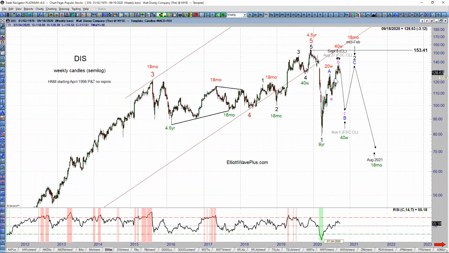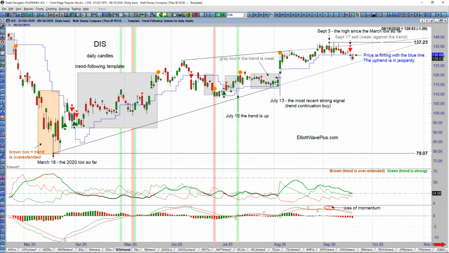Disney looked like last week that it started to give way to the downside, looking down into November. We don't have a trend change on Disney yet because the daily MACD hasn't crossed below the 0 line, but you can see any more downward movement is going to be flirting with this up channel line. And Disney looks weak.